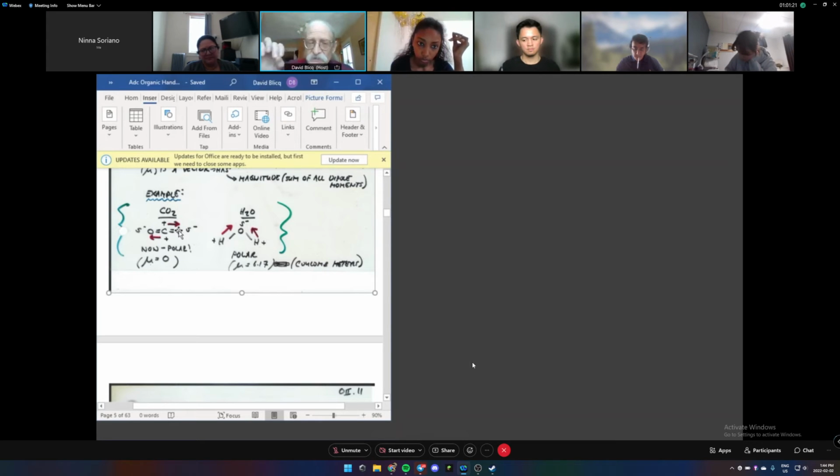Shape counts not just for reactivity, steric hindrance, and having to get to somewhere to react. Shape can also effectively neutralize the charges. Little water, H2O. Negative, slightly negative oxygen. It's an electronegative center. It's pulling electrons towards itself. A slightly positive hydrogen, a slightly positive hydrogen, and it has a shape. It does not cancel out. Its dipole moment is 6.17 Coulomb meters.